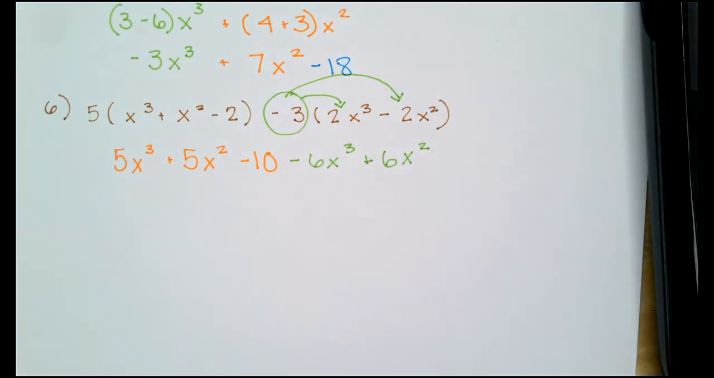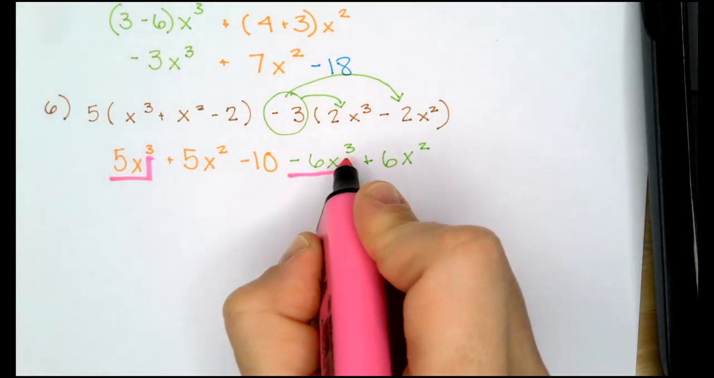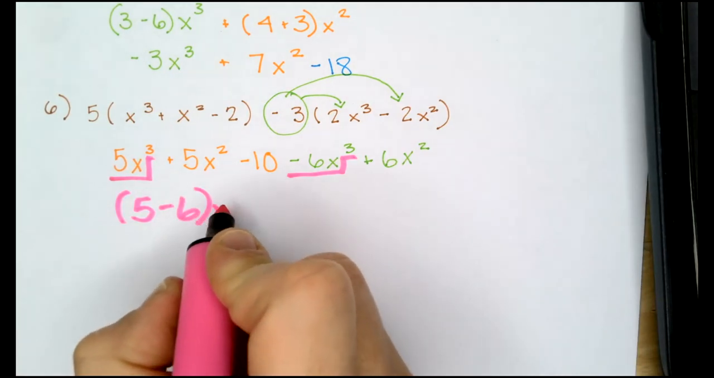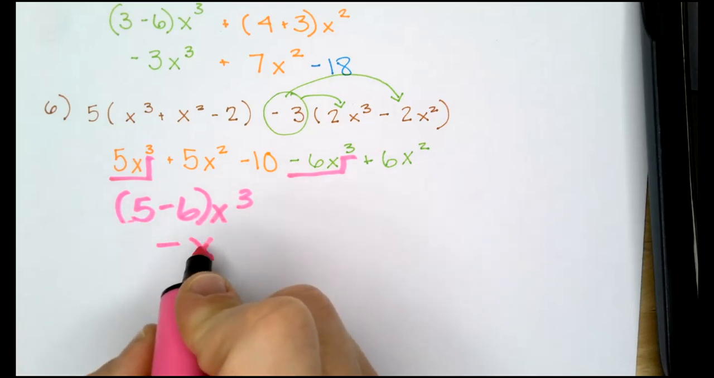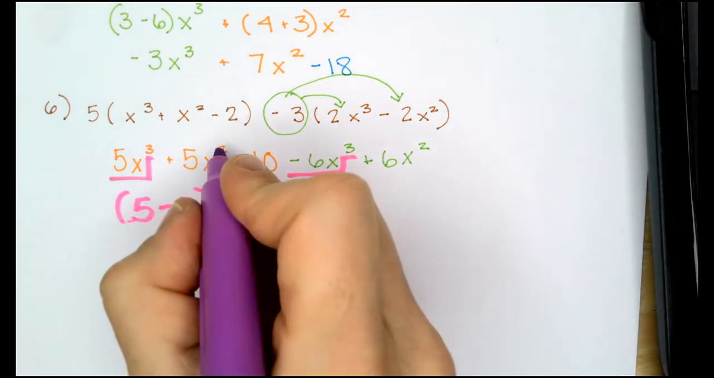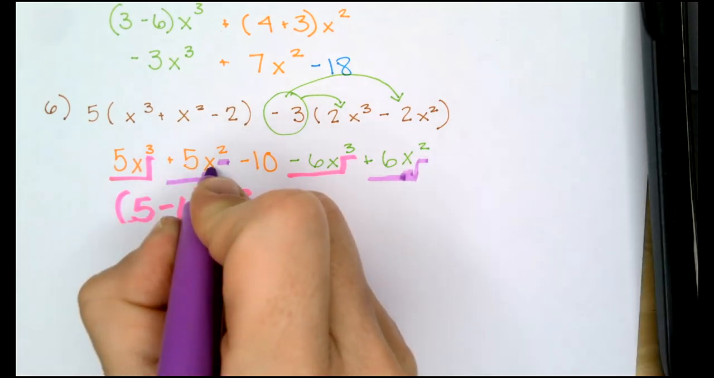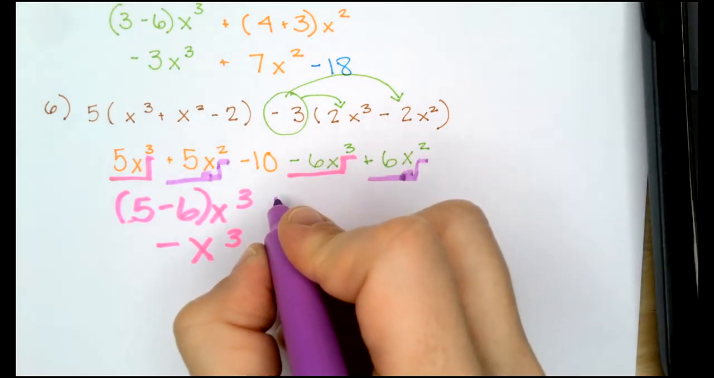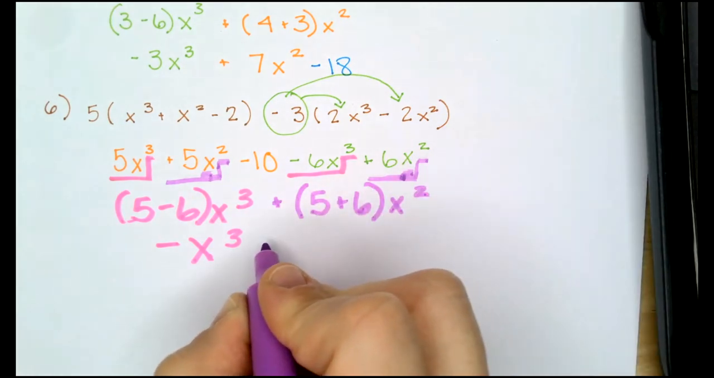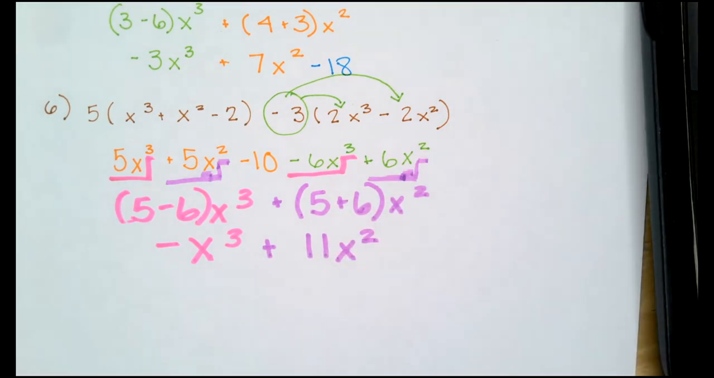Good. So we have x cubed, negative 6x cubed. So we have 5 minus 6 x cubed, the negative x cubed, right? Then we've got x squared and x squared. So positive 6x squared and positive 5x squared, 11x squared, and then minus 10.